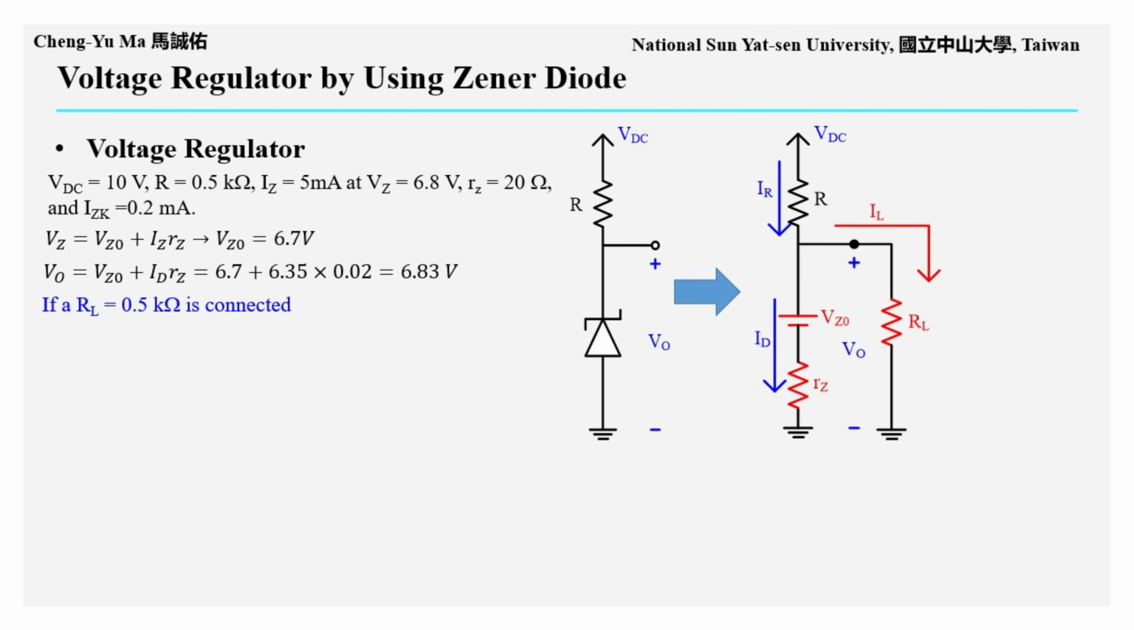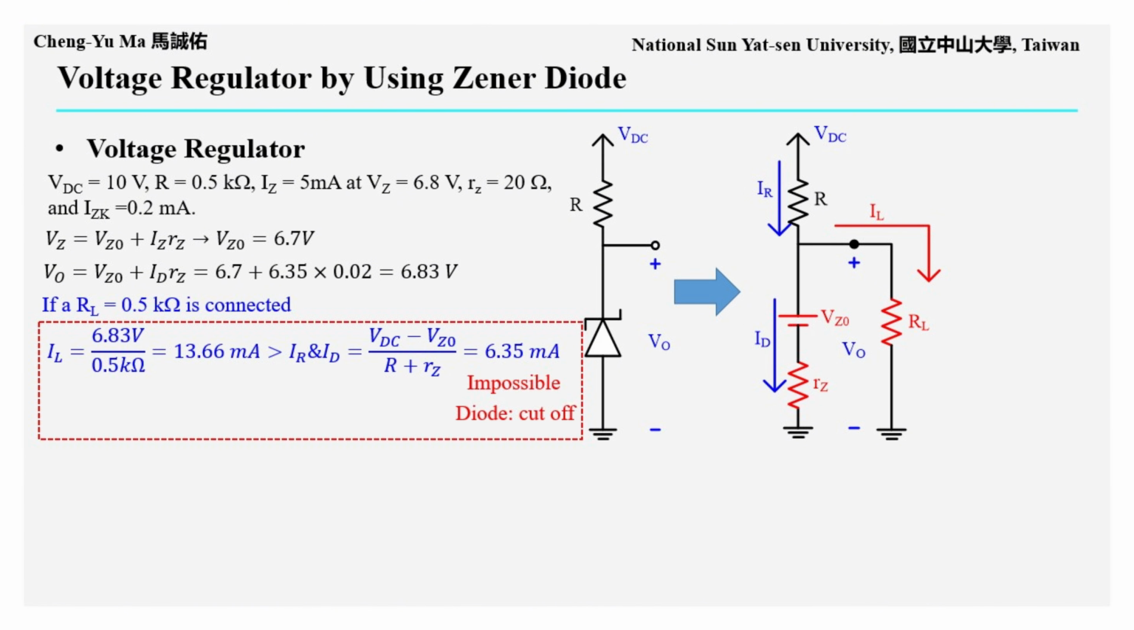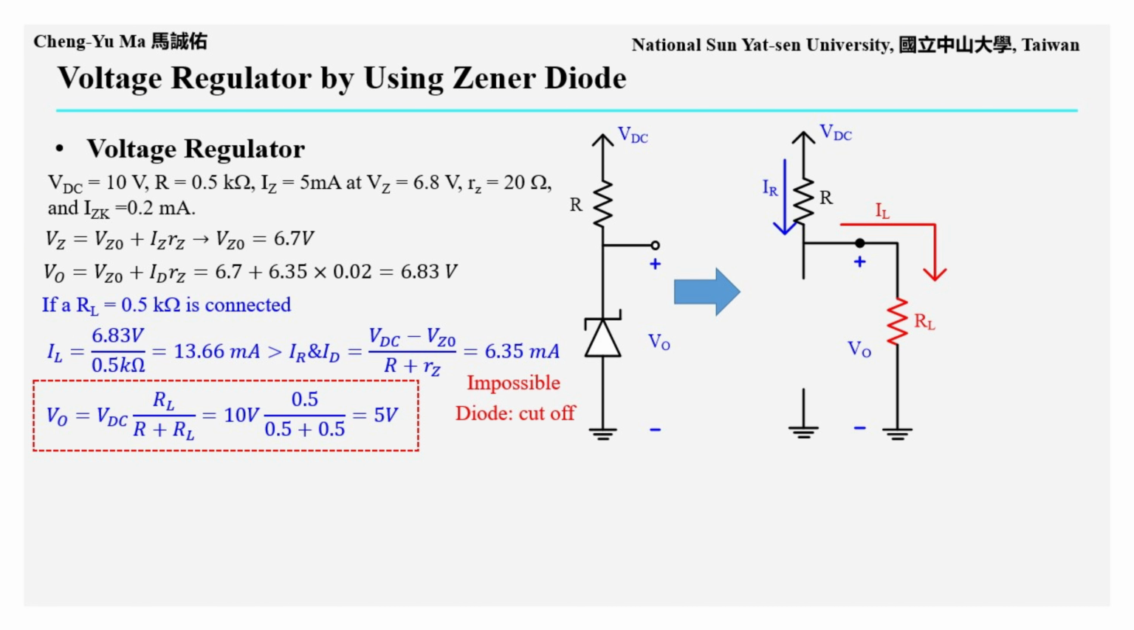What if the external load resistance RL is only 0.5 kiloohms? Using the previous approximation, the load current would be IL equals VO over RL, or 6.83 volts divided by 0.5 kiloohms, which is 13.66 milliamps. This current is much larger than the no-load DC current, IR or ID, which is 6.35 milliamps. This is impossible. Therefore, in this case, the Zener diode is not in reverse conduction. In other words, the diode is cut off. Therefore, the output voltage VO must be recalculated.